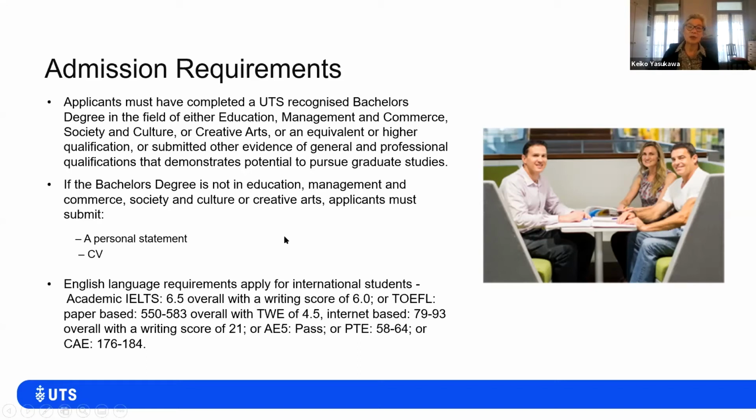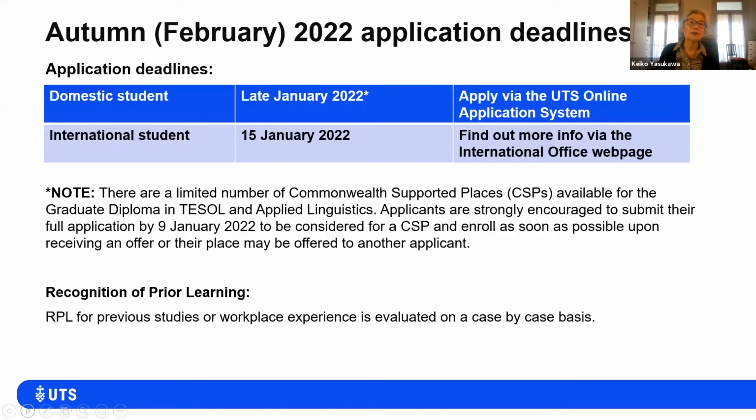There is an English language requirement for international students, an academic IELTS of 6.5 overall with a writing score of 6, or TOEFL paper-based, 550 to 583 overall, and other specifications shown on this slide, which I won't read out, but hopefully you can read for yourself if it's relevant. And then we'll go on to application deadlines, which I'll hand over to Sita.